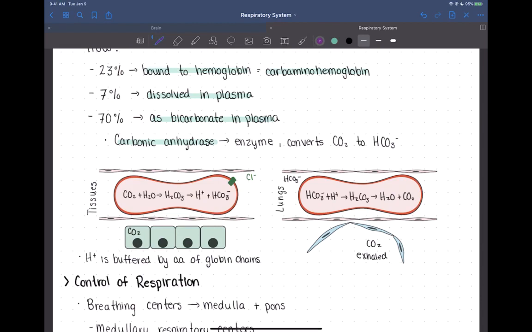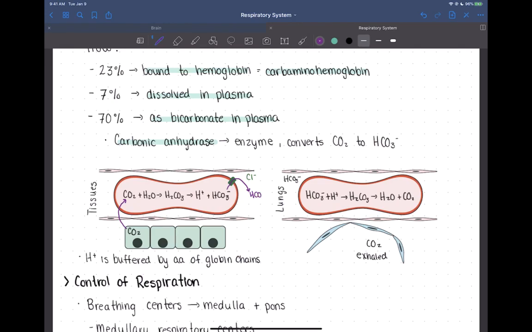Okay, so if we start in our tissues here off to the left side, our tissues have CO2 that they need to get rid of. So that CO2 is going to move from high to low pressure into our red blood cell. Once it's in there, that carbonic anhydrase is going to convert it into carbonic acid, H2CO3, and then a hydrogen ion and bicarbonate. And then that bicarbonate is pumped actively, that requires ATP, out of the red blood cell.